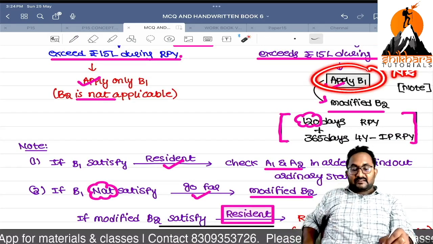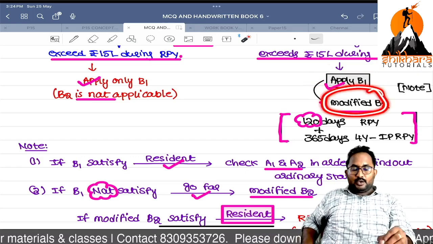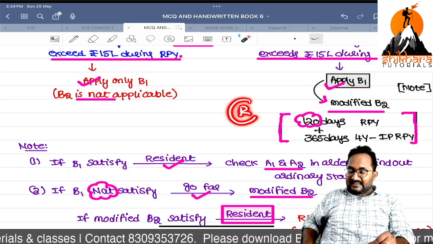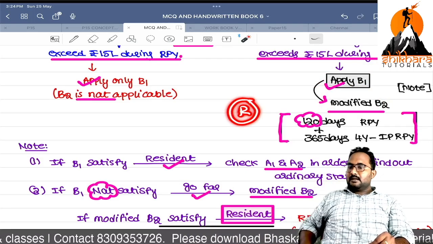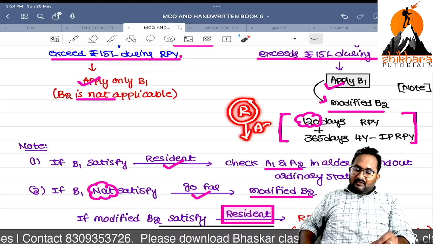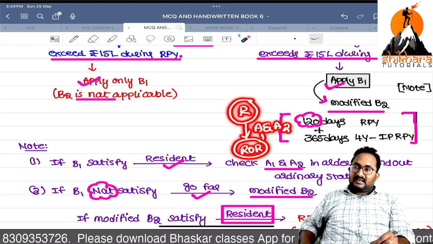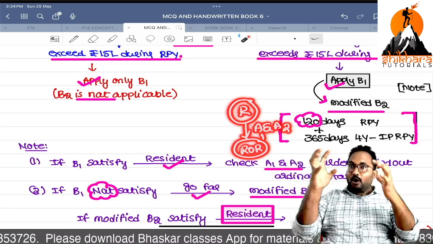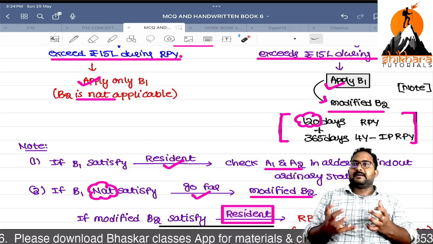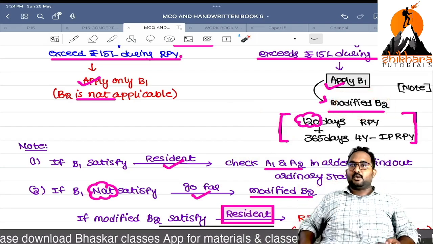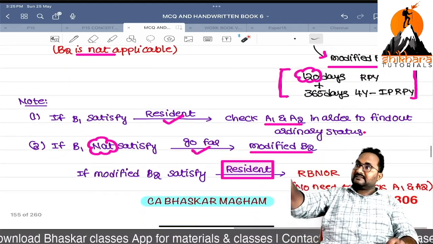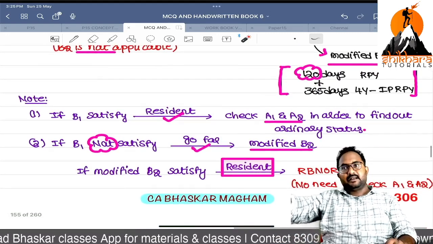B1 not satisfied means non-resident. But additionally we applied what? Modified B2. With its help we find that person as a resident. But if you are applying A1 and A2, then maybe he can become the ordinary resident. It is a horrible case only. Forcibly, you are treating that person as a resident by applying modified B2. Again, if you are saying resident and ordinary resident, that is extremely difficult for the SSC.